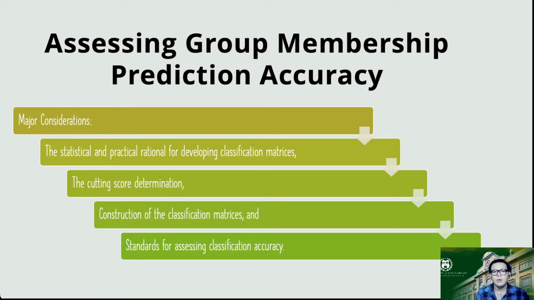So what are the major considerations that we have to bear in mind as researchers? It is very important that the statistical and practical rationale for developing classification matrices should be noted, and also cutting score determination. We need to construct the classification matrices and set standards for assessing classification accuracy.